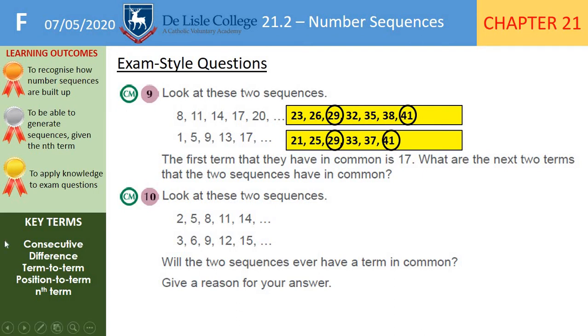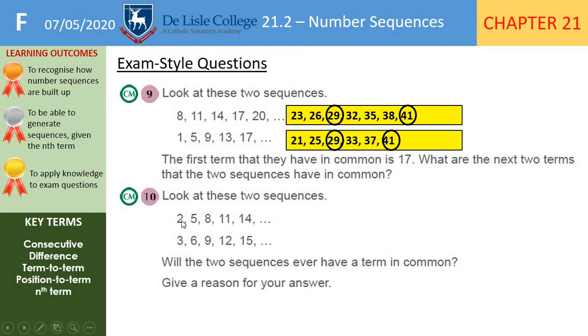Now, this one's interesting because this is one where in an exam you'd have to write your answer. You have to use words, a sentence. And it says, look at these 2 sequences. Will the 2 sequences ever have a term in common? And the important bit is give a reason for your answer. Now you can't just say yes or no. You have to pick one and go with it, but only one of them is right.